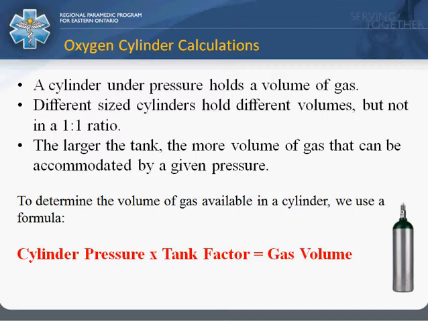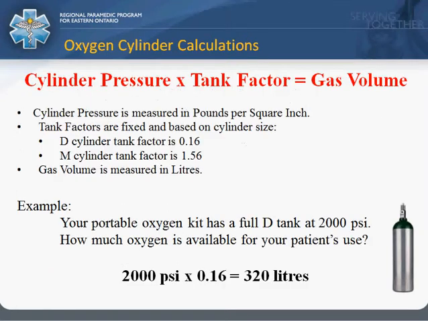We have a formula here. Cylinder pressure times tank factor equals that gas volume. And if you're worried about remembering tank factors, don't worry. I've got them for you on the next slide. Cylinder pressure is measured in pounds per square inch. And that comes right off the gauge on the tank. There's nothing exciting about doing that. We just look at the gauge and we determine what that cylinder pressure is.